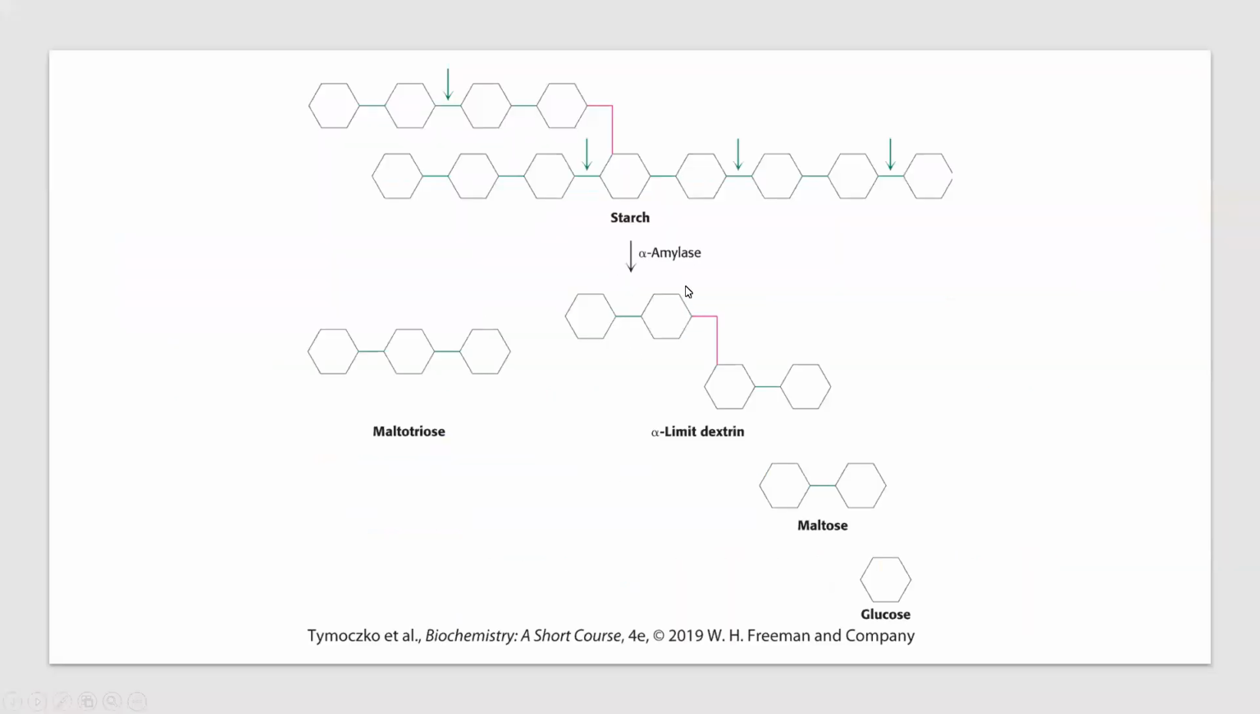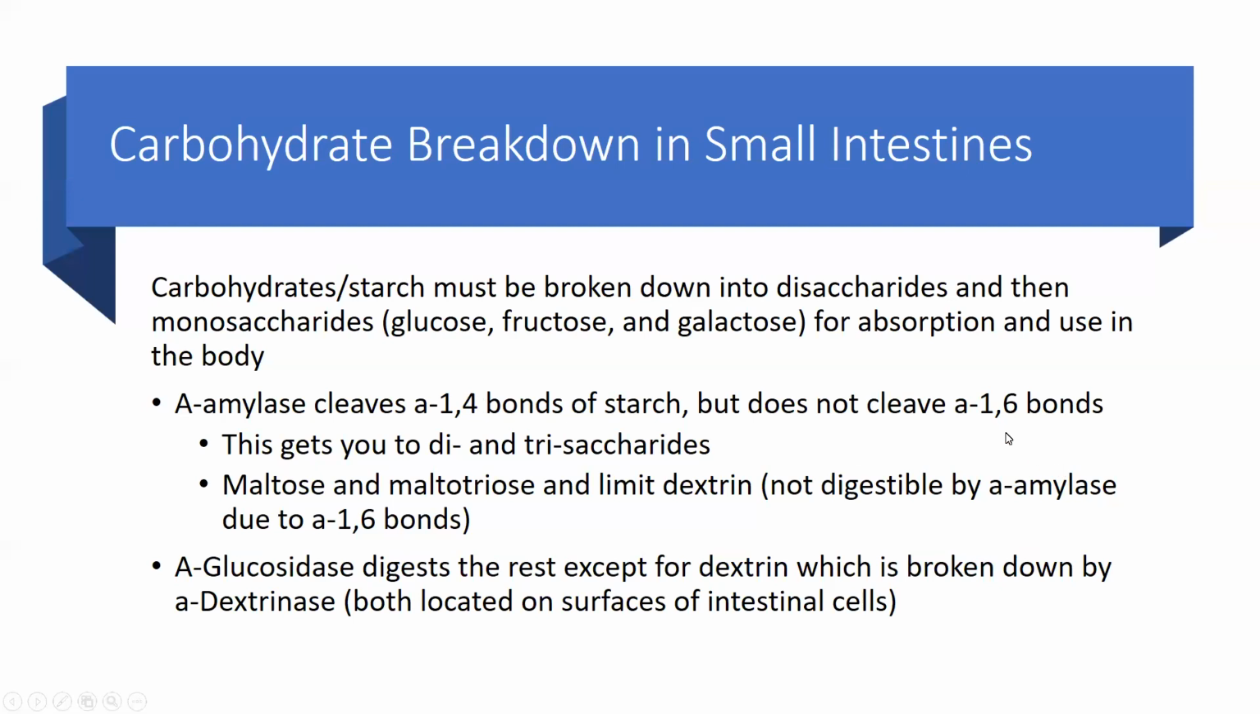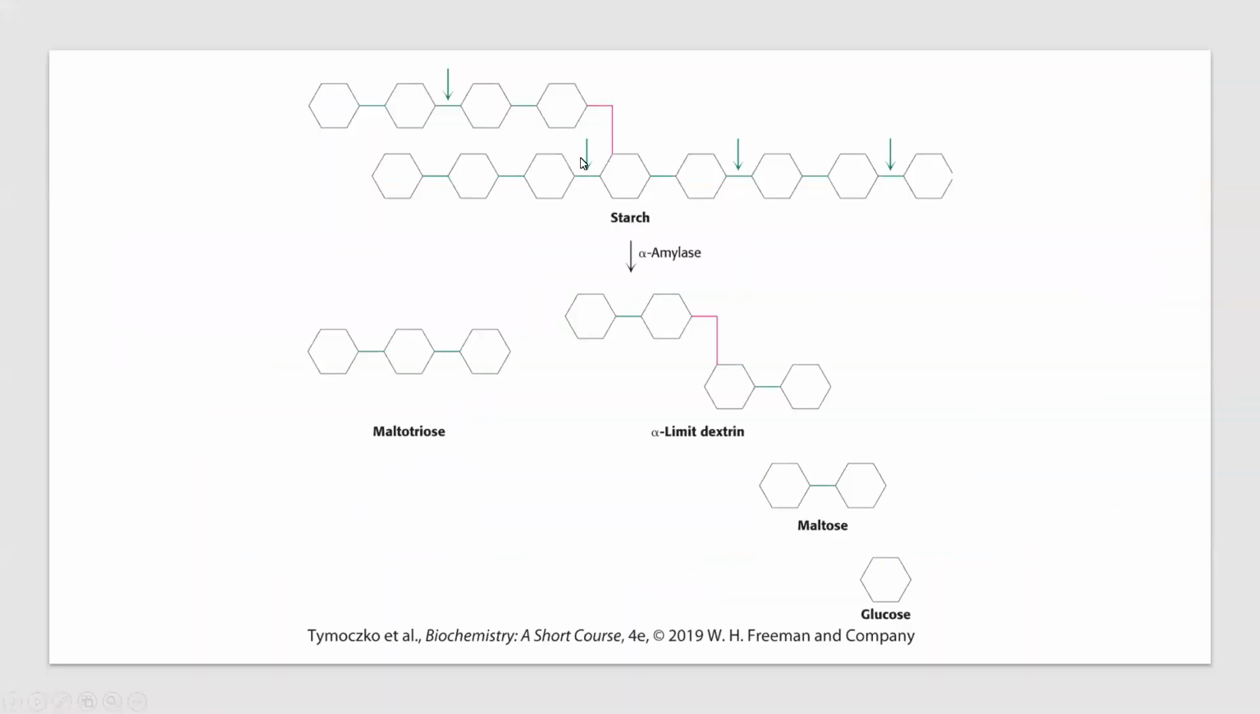And if you're wondering what the heck I am talking about: alpha 1,4 versus alpha 1,6 bonds. We can see the 1,4 bonds are able to be broken, but these pink 1,6 bonds are the ones that alpha amylase cannot break. And that's why you need these other enzymes to break them down.